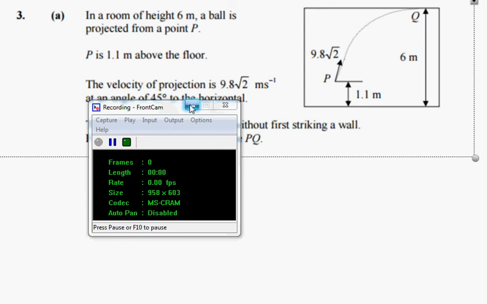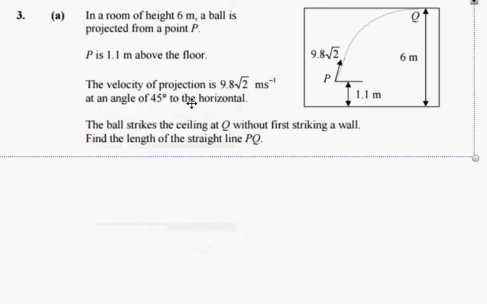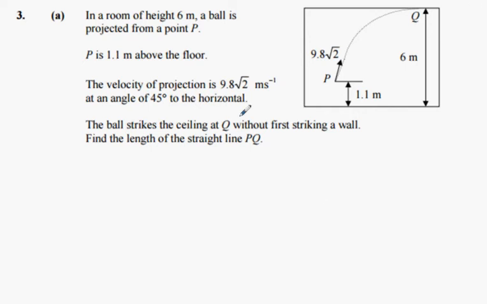Okay guys, so in a room of height 6 meters, a ball is projected from a point P. P is 1 meter from the floor. The velocity of projection is 9.8 root 2, at an angle of 45 degrees to the horizontal. The ball strikes the ceiling at Q without first striking the wall.